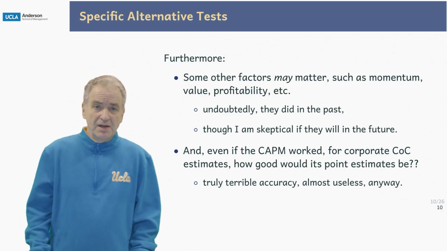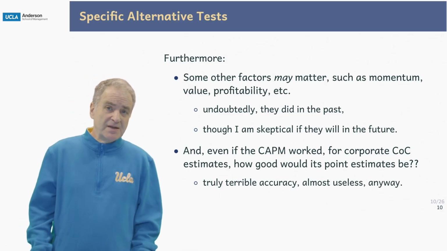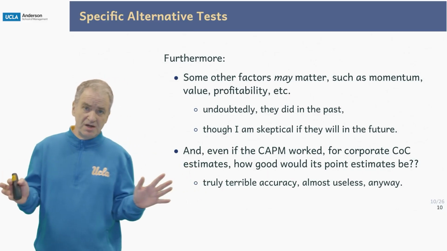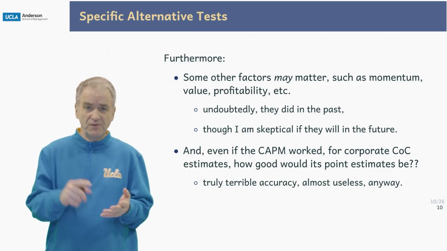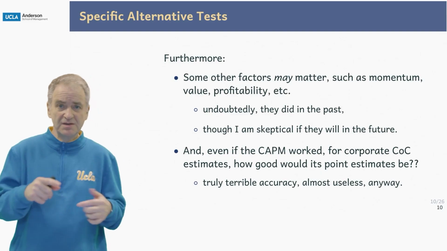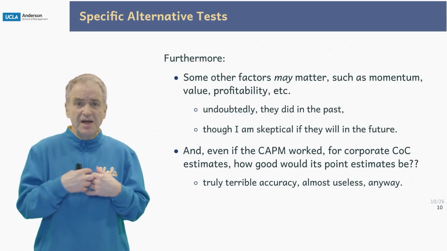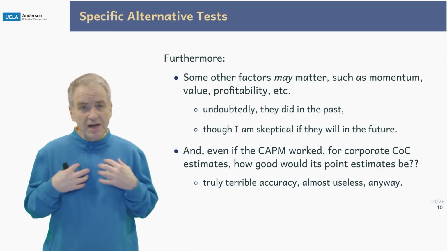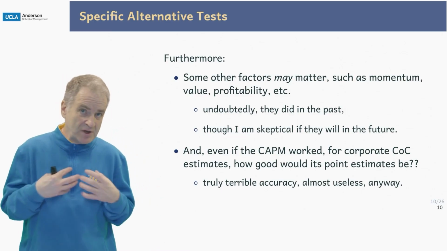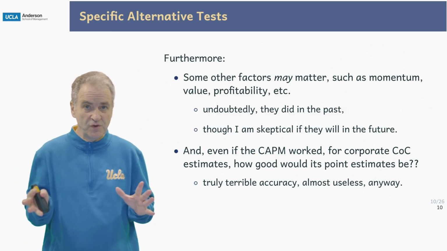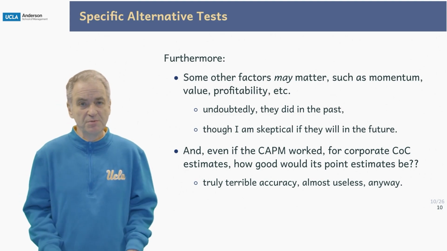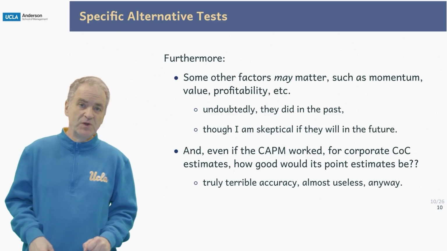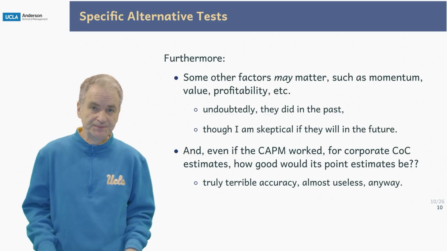Furthermore, the CAPM says that the only thing that should matter is market beta. Other things should not matter. Things like momentum or value or profitability or greenness or whatever else. However, they did like crazy in the past. Now, I am skeptical that they will similarly matter in the future. So I am not as disturbed by that. But basically, in the past, if you had used some of these factors, you would have done much better investing.